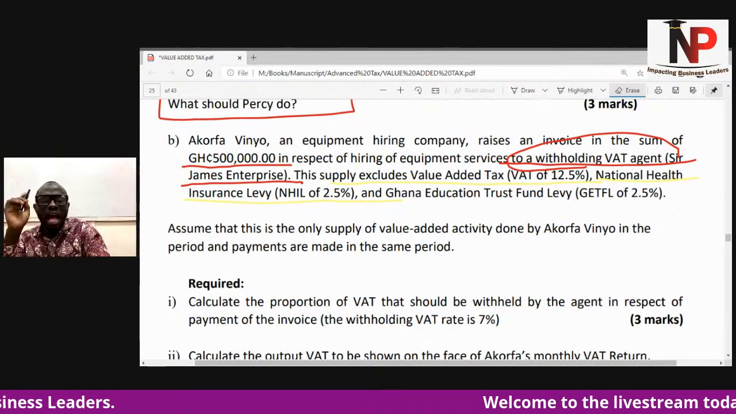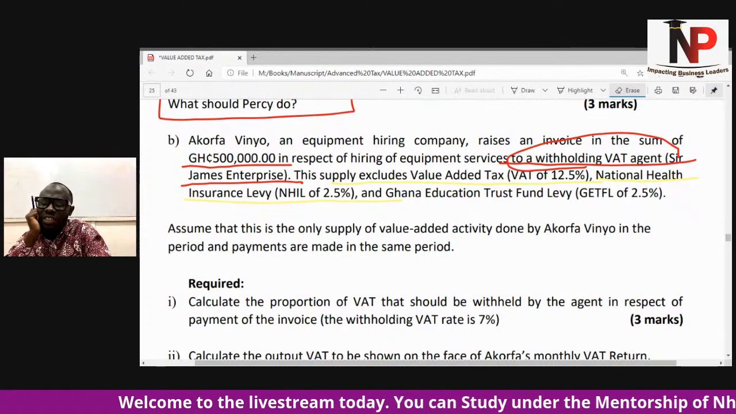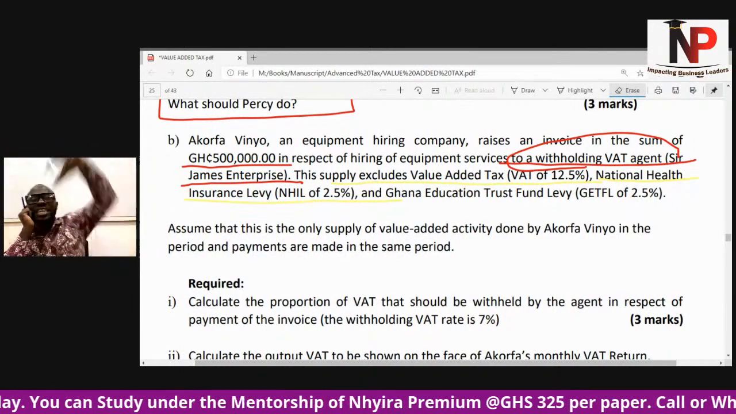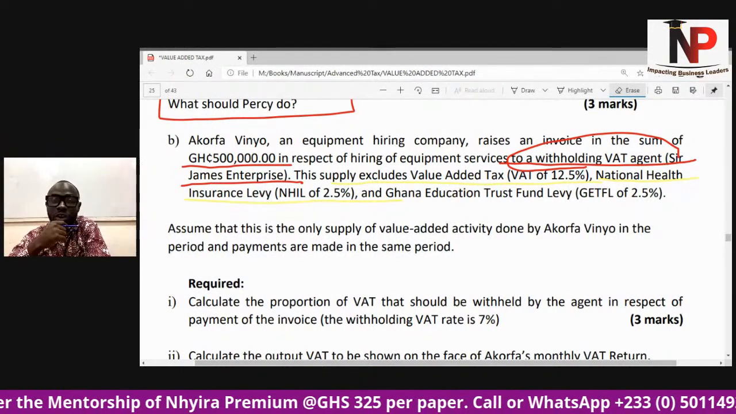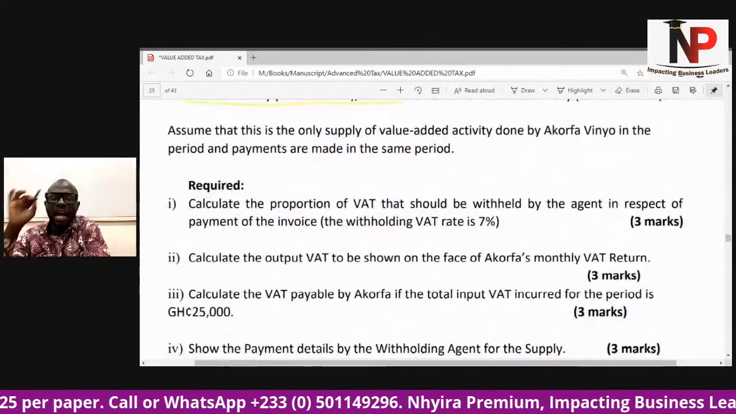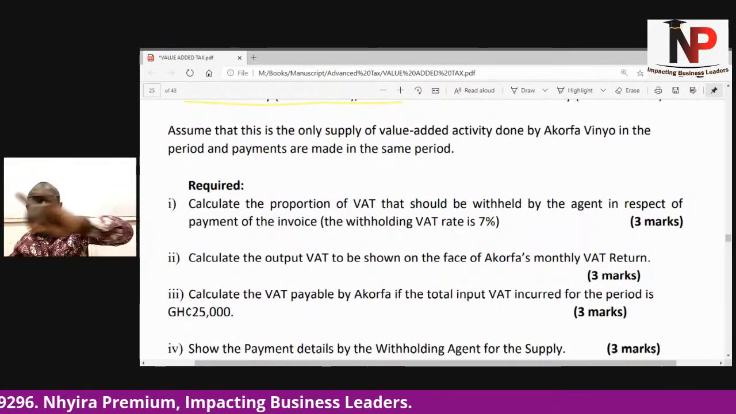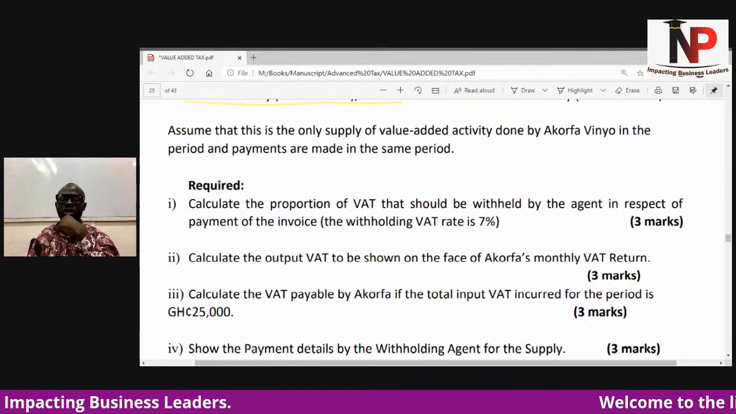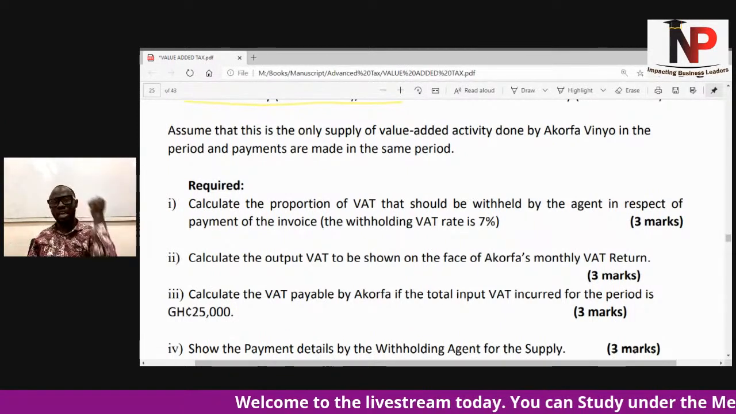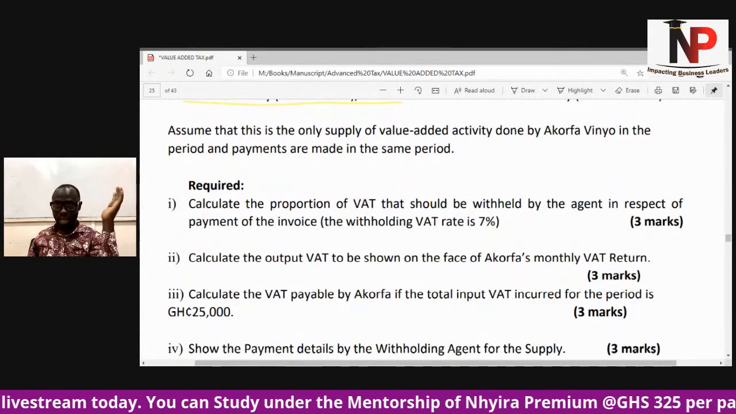So let's see. Assume that this is the only supply of value-added activity done by Akofa Vignon in the period and payments are made in the same period. Required. A. Calculate the proportion of VAT that should be withheld by the agent in respect of the payment of the invoice. The withholding VAT rate is 7% because this is goods. Assuming it is services, we will withhold 7.5%, and we'll come to that in a moment.